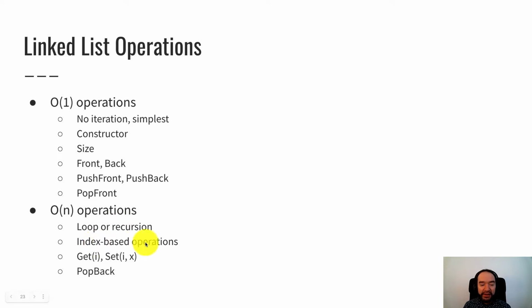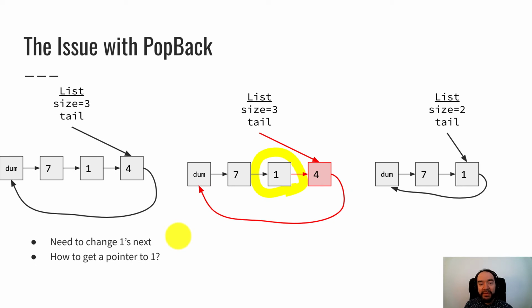That includes the index-based operations, get I, set I. Based on an index, you need to skip over node pointers, and also the PopBack operation. Now, why does PopBack take linear time when PopFront takes constant time? Well, it has to do with the fact that we have a singly linked list, and those single links only go forwards toward higher indices.